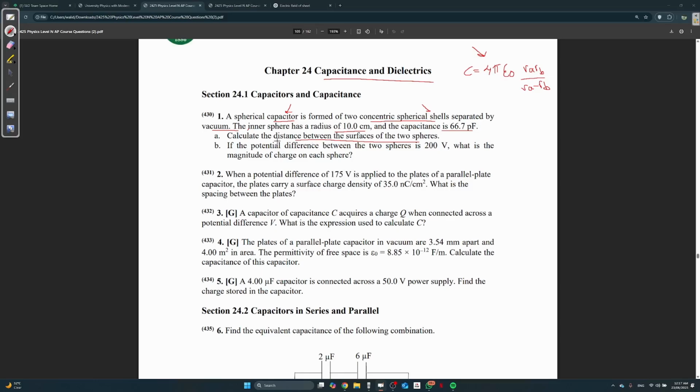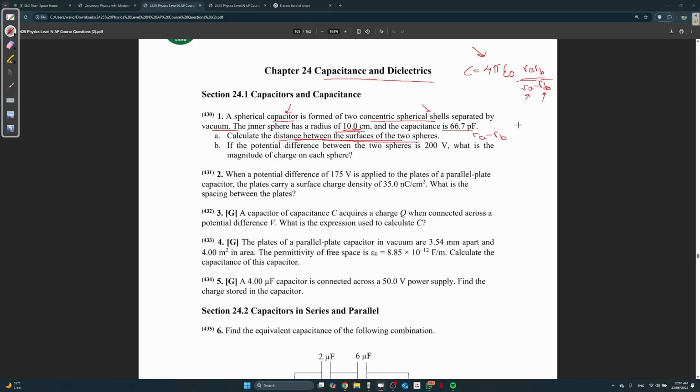Now, here they want the distance between the two spheres. Isn't the distance between the two spheres just the bigger radius minus the smaller radius? Yes. So we need to find out what R_A is. The inner sphere has a radius of 10. Since we don't want our distance to be negative, let's make the smaller sphere R_B.